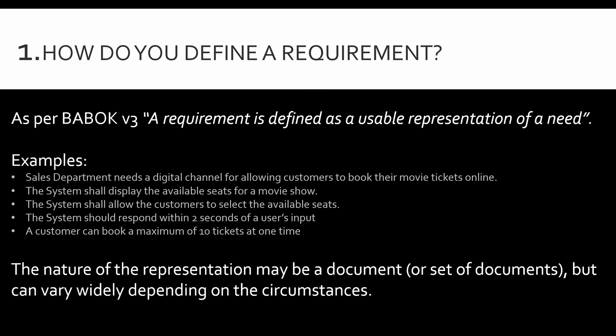Then the system shall display the available seats for a movie show. Systems shall allow the customers to select the available seats. A system should respond within 2 seconds of a user's input. A customer can book a maximum of 10 tickets at one time. So these are all different statements. As I was stating earlier, these are all different types of requirements which we'll be covering shortly.